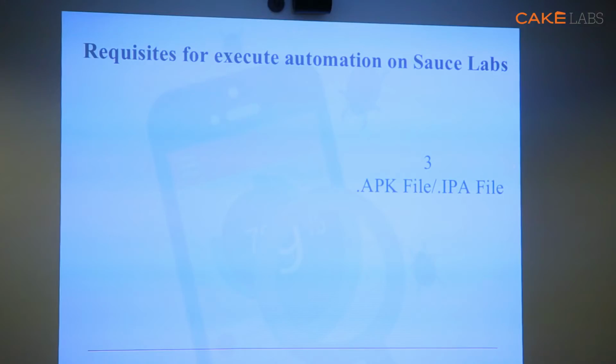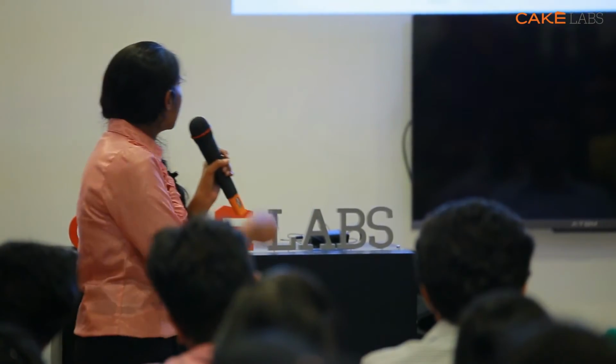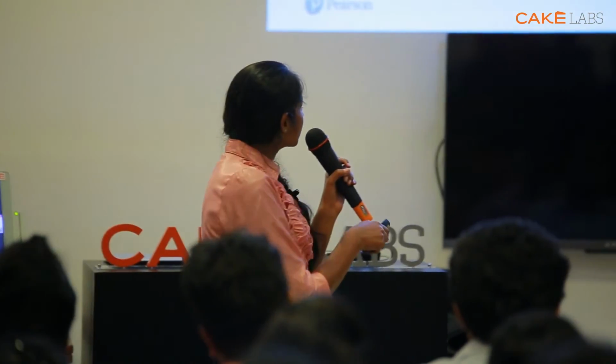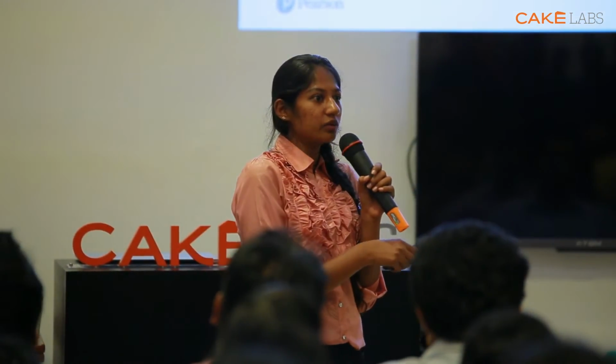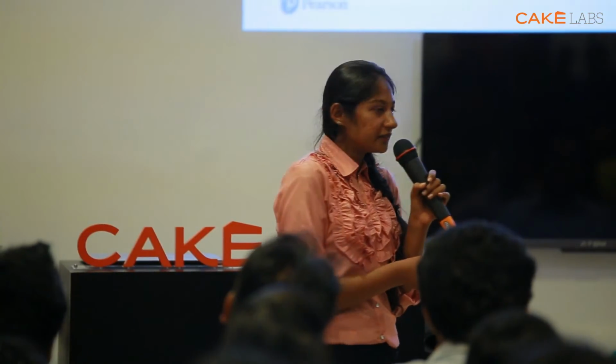What we know as the .apk file or .ipa file is the piece of application that we are getting to test from our developers. If the developers are developing an Android application, then the application file extension would be APK, which means Android Package Kit. And if they are developing an iOS application, the file extension would be IPA, which means iPhone Package Archive. So we'll go through step by step how we can integrate our automation script with Sauce Labs.